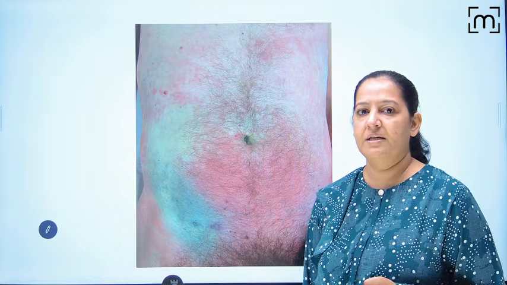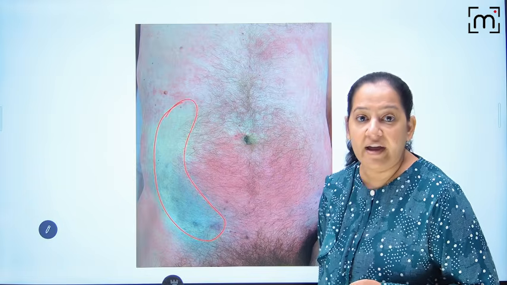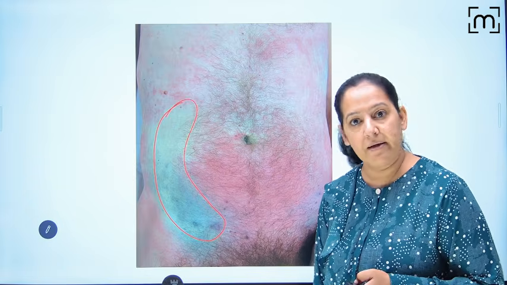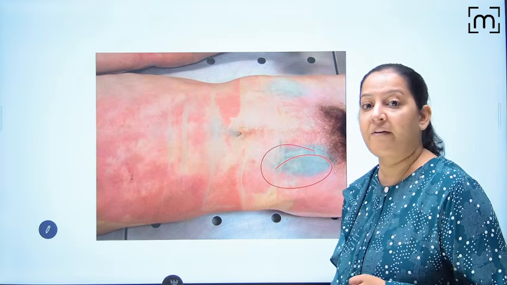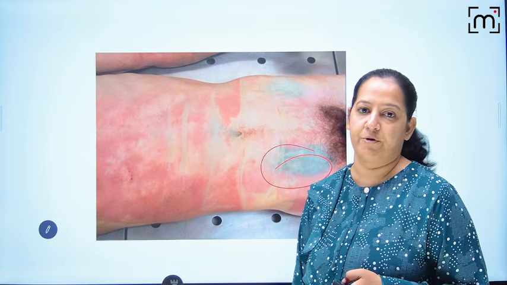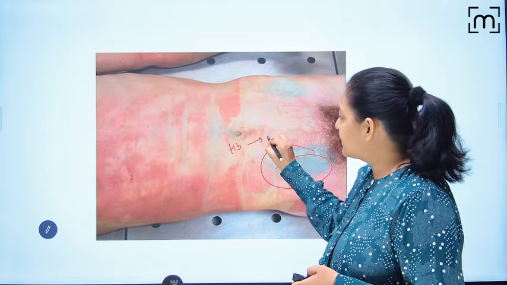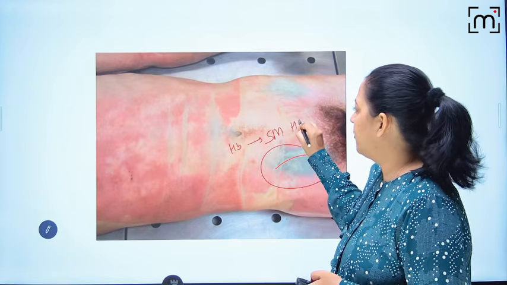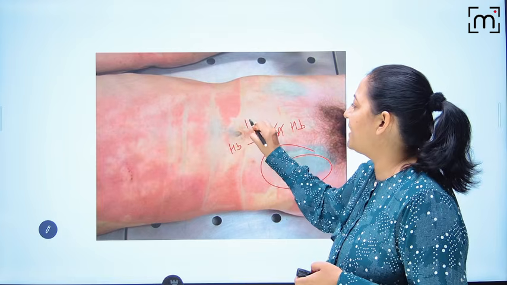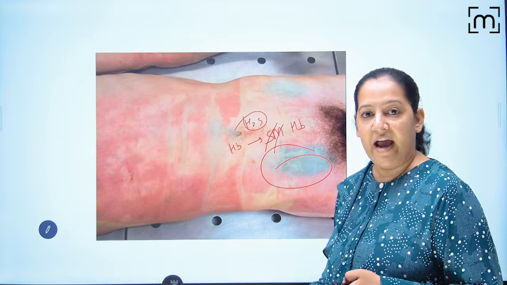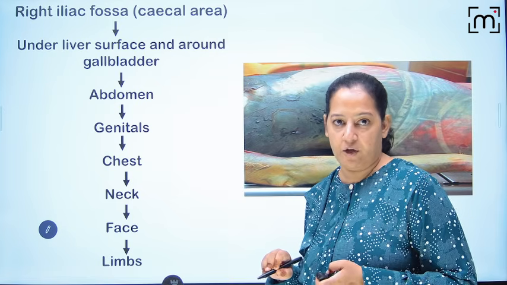Okay, so see the images. I will show you. Can you appreciate the greenish discoloration in the right iliac fossa? Yes, this is the earliest sign of putrefaction. What is the reason for the green color? Conversion of hemoglobin to sulf-methemoglobin by H2S gas present in the colon. And this sulf-methemoglobin is of greenish color. Okay, I hope everyone got it.